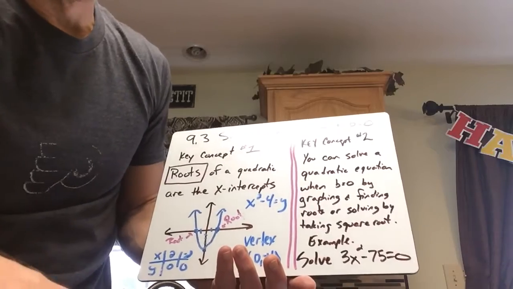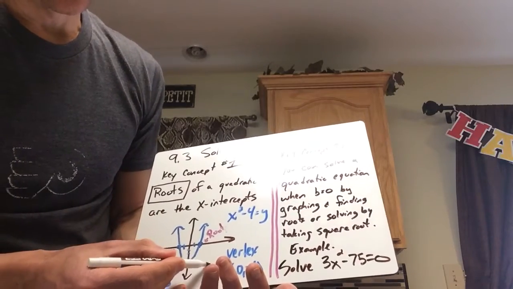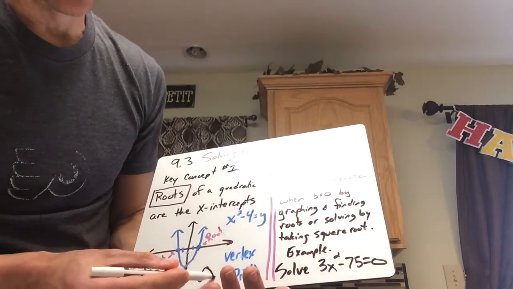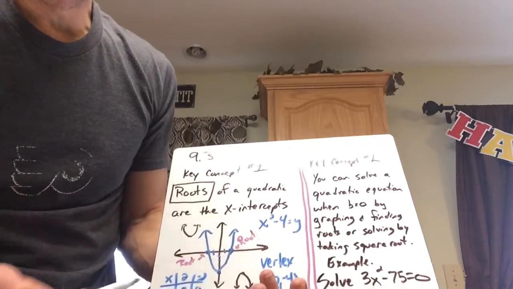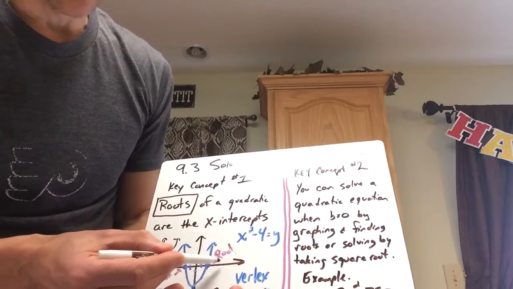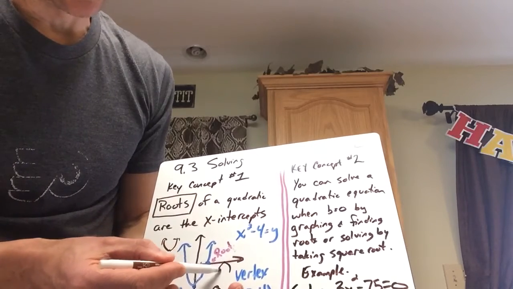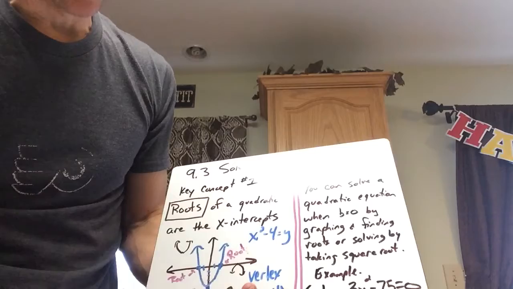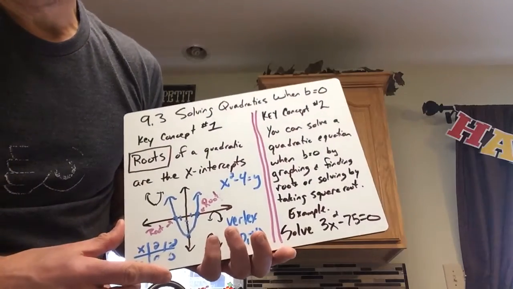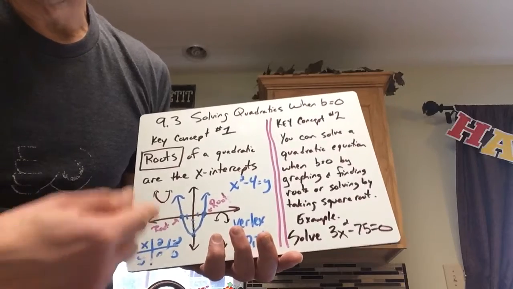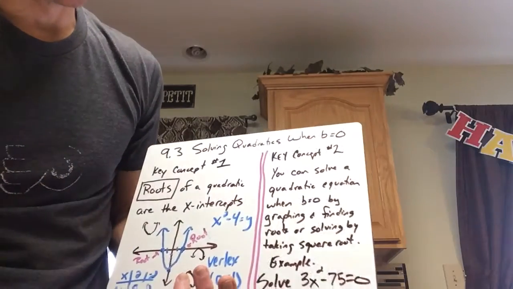And sometimes you don't have roots. You could have a quadratic that the vertex is here and it opens downward, or the vertex is up here and it opens upward. You might have one root if the vertex is on the x-axis. So those things can happen. Now what we're going to do in this section is we're actually going to solve quadratics where b equals 0 just using algebra. So here's our key concept number 2.